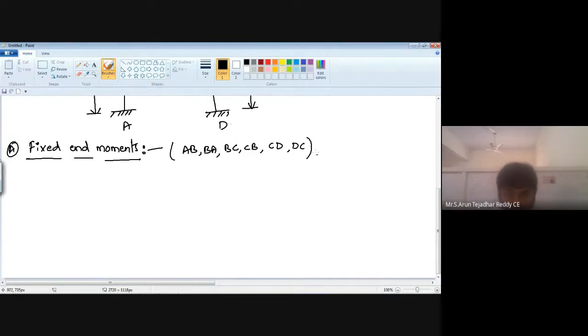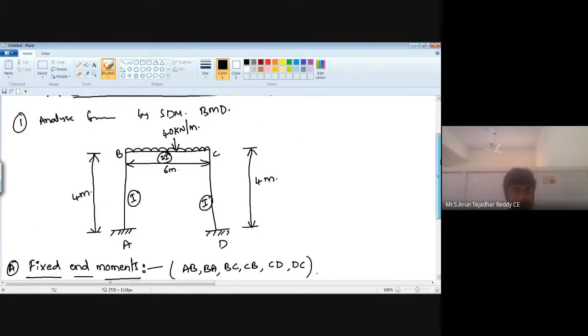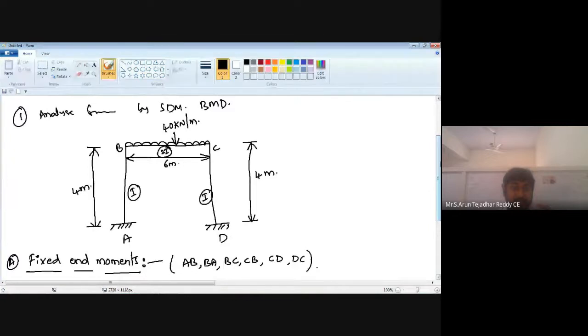Okay. See, first of all, identify which type of frame the given frame is. One more important point from your external exam point of view: he won't ask whether the given frame is sway or non-sway. You only identify what the given frame is. He won't ask to analyze the sway frame or analyze the non-sway frame. He'll ask only to analyze the frame. That's it. But you only think about whether it is a sway frame or a non-sway frame.